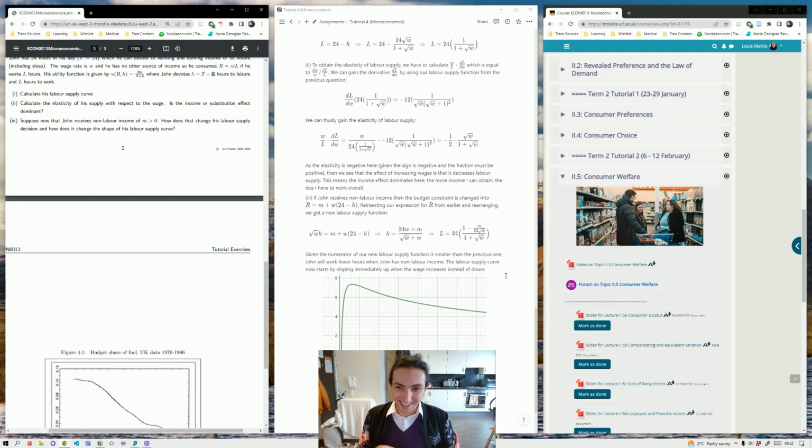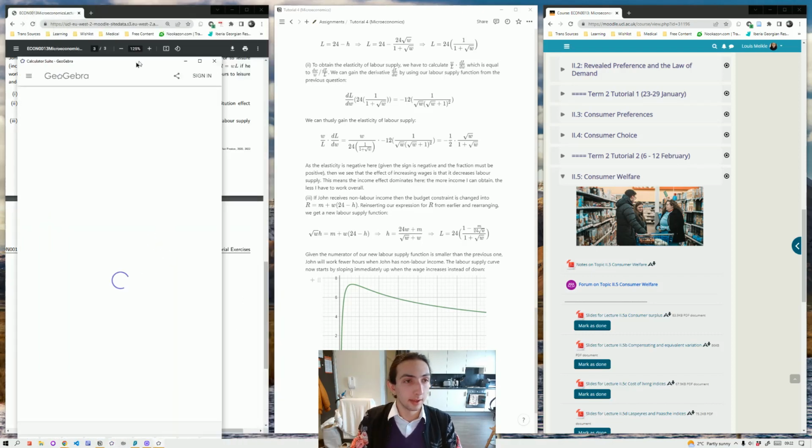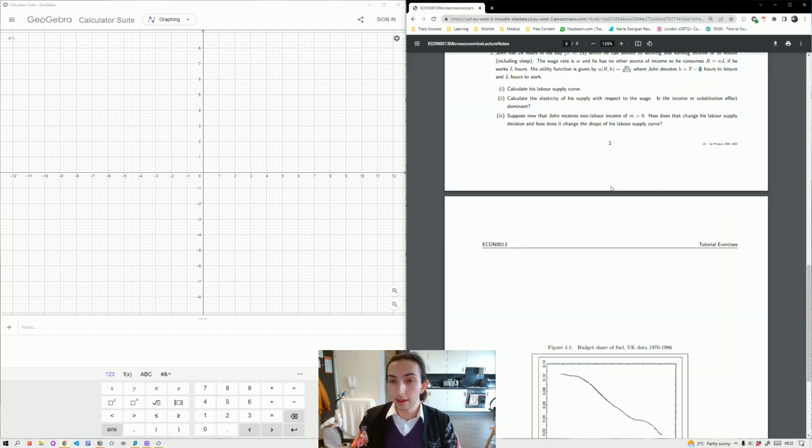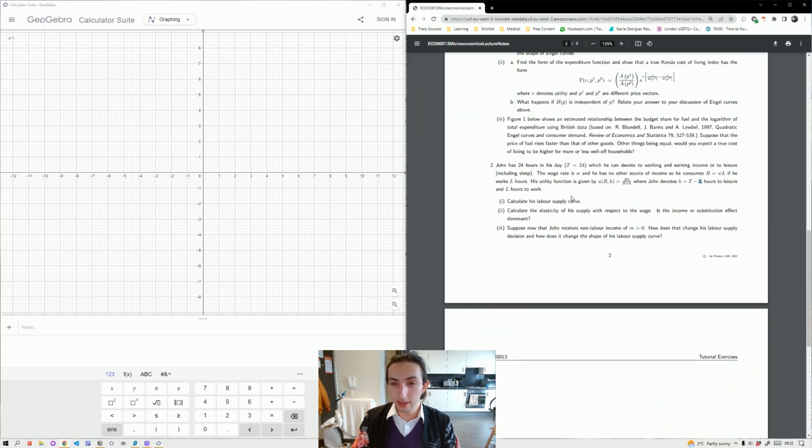But regardless, essentially our labour supply is going to be smaller, okay? Our labour supply decision is going to be just generally smaller. And the shape of the labour supply curve, if you actually type this in, is quite interesting, okay? So what I'm going to do here is open up GeoGebra, and I hope to God it works. Yeah, how does that change the shape of his labour supply curve?